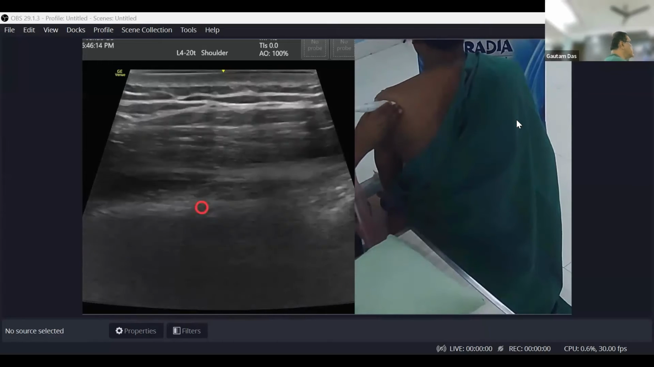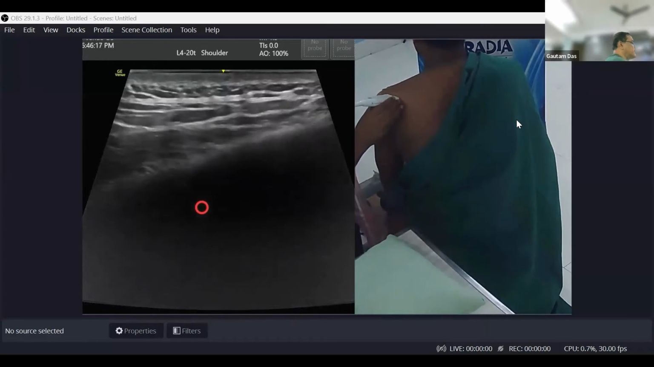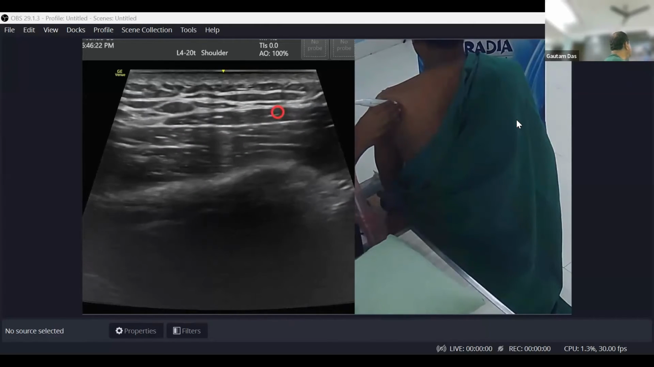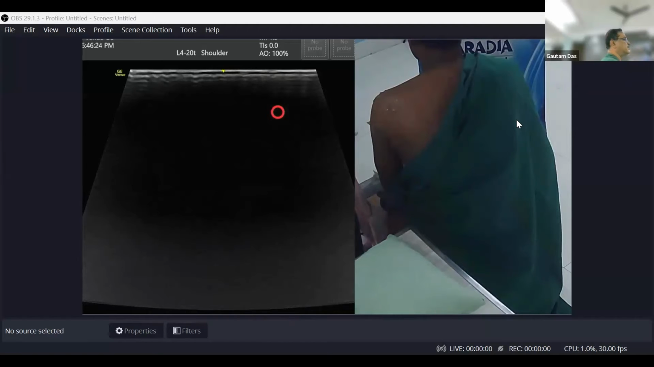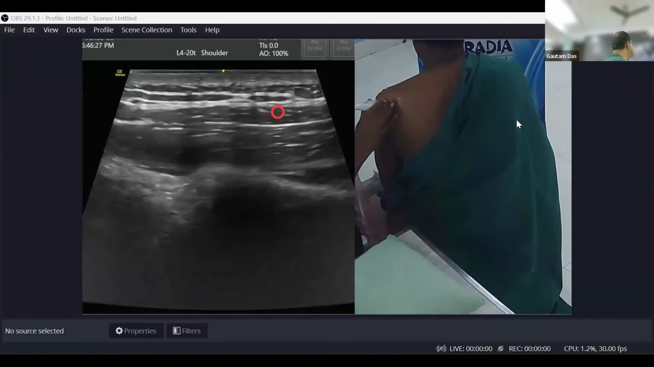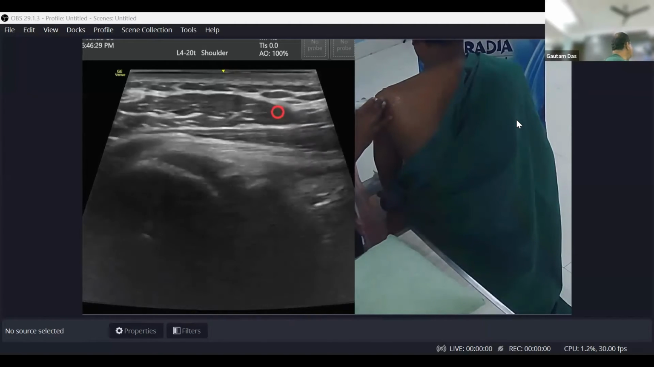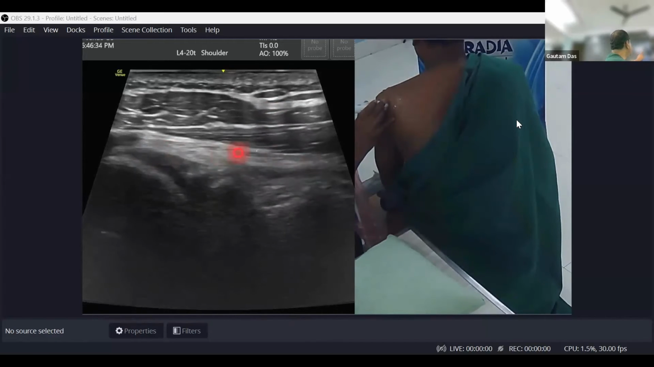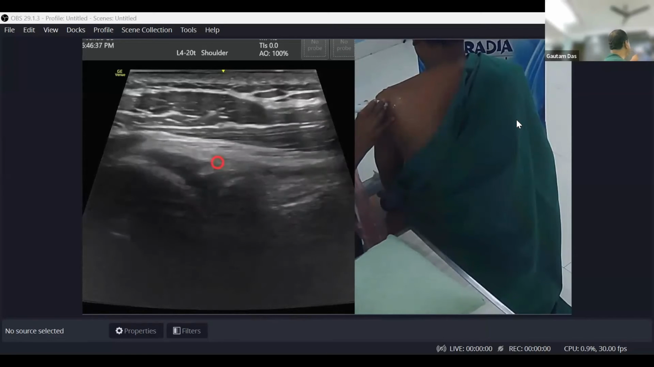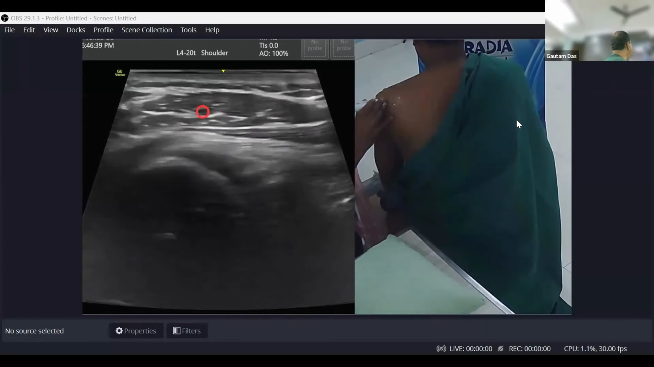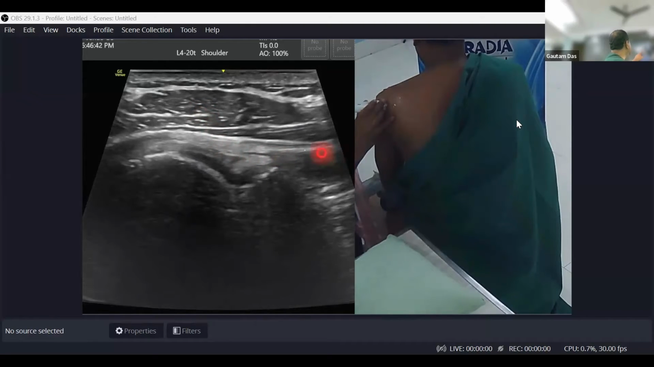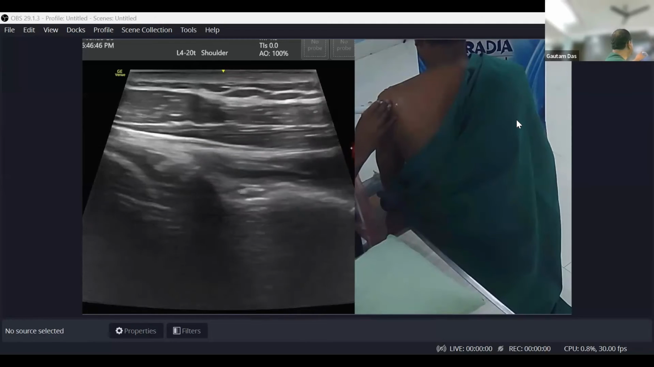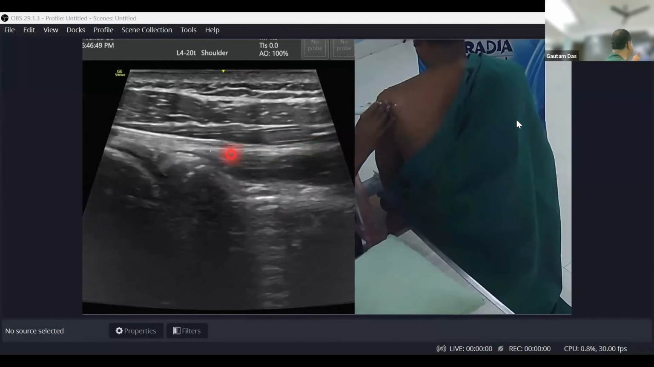Now, if I'm coming below the spine of the scapula, this is the spine of the scapula. Below it, let me put my probe marker on the lateral side. So this white area is the central tendon of the infraspinatus. Here this is your deltoid, and below that is your infraspinatus muscle. If I'm going medially, this is the central tendon, and this is the muscle part.